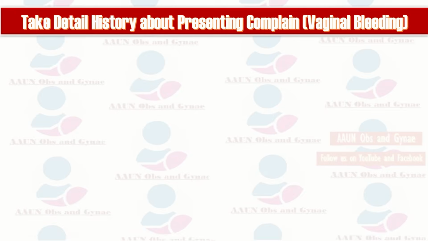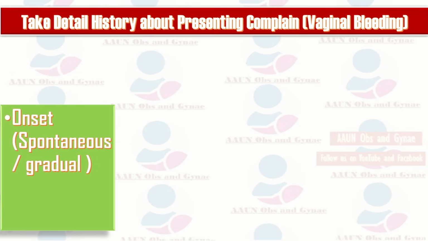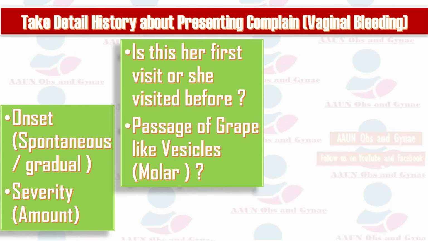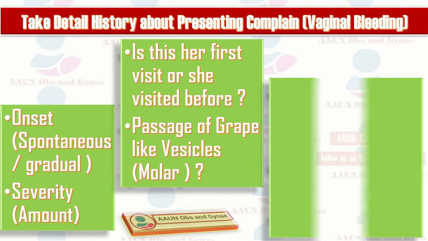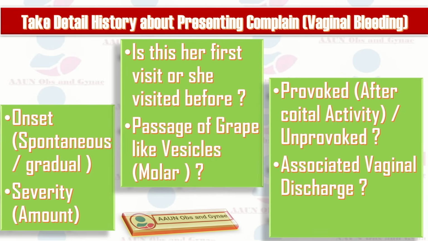Take detailed history about presenting complaint, like as she has presented with the vaginal bleeding. So ask about its onset, was it spontaneous or gradual, ask about its severity and the amount, and is this her first visit or she visited before, and any passage of grapes like vesicle, which may indicate the molar, was it provoked after coital activity or was it unprovoked, associated vaginal discharge and associated pain.